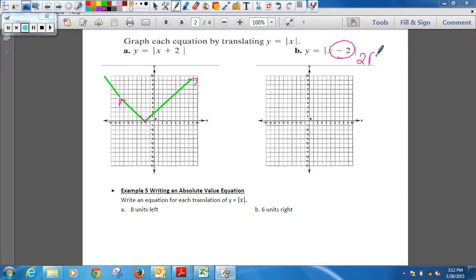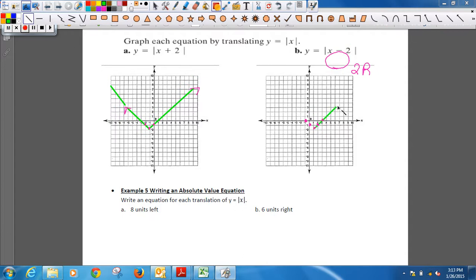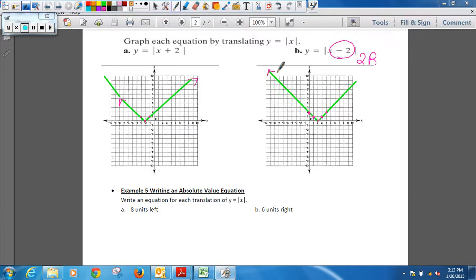It means you're going to move 2 to the right. So originally I start at 0, 0. I'm going to move 2 to the right. Up 1 over 1, up 1 over 1, same thing here, and then we connect those with our lines as well. So basically what you need to remember is the original one always starts at 0, 0, and it goes up 1 over 1 for the slope of the sides, and then you need to remember if it's on the inside of the absolute value or not on the inside of the absolute value and how that affects it.